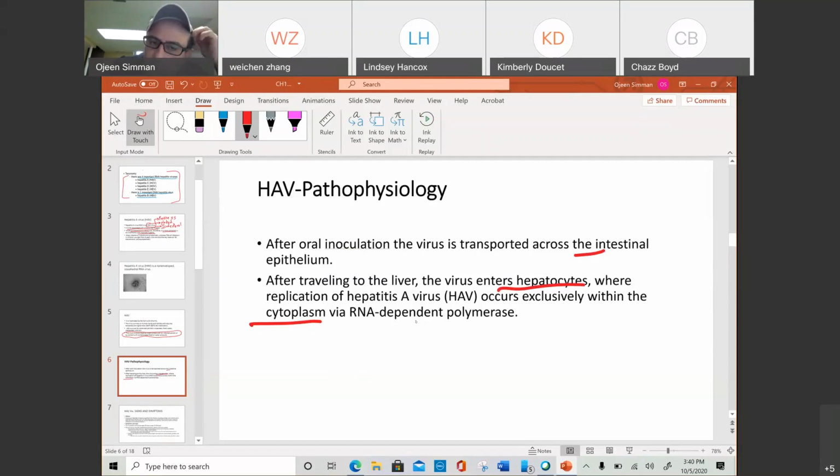It replicates within the cytoplasm because this is an RNA virus, as we learned this week. And it does so by using an enzyme called RNA-dependent polymerase enzyme.